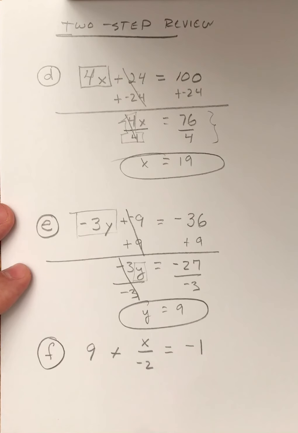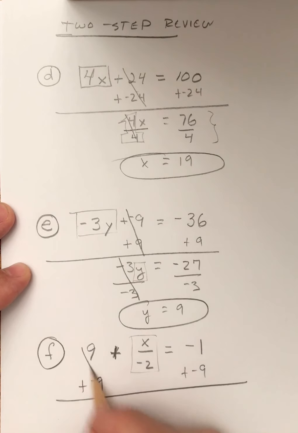Okay, last one here. This is a little different one. I got an addition and a division problem. This is the term with the variable. So I'm going to have to get rid of the plus 9 here. So I'm going to add negative 9. You could say subtract 9 if you want. Add negative 9. That cancels. x over negative 2, bring that down. Negative 1 plus negative 9 is negative 10.